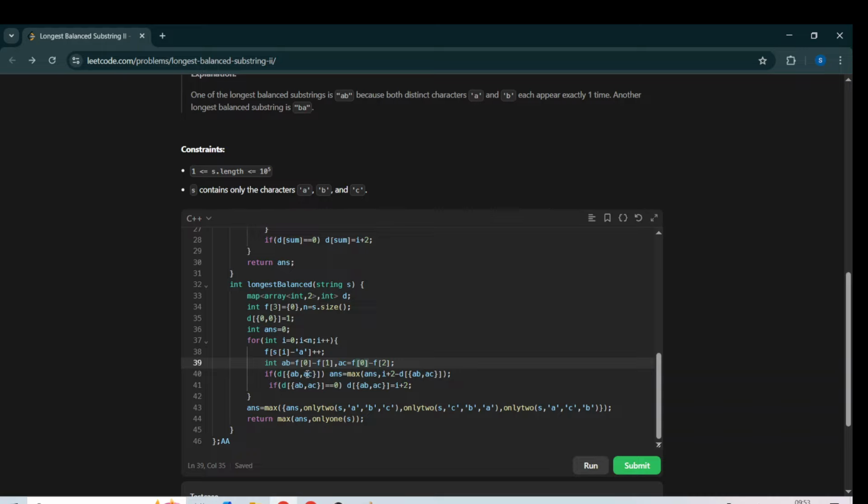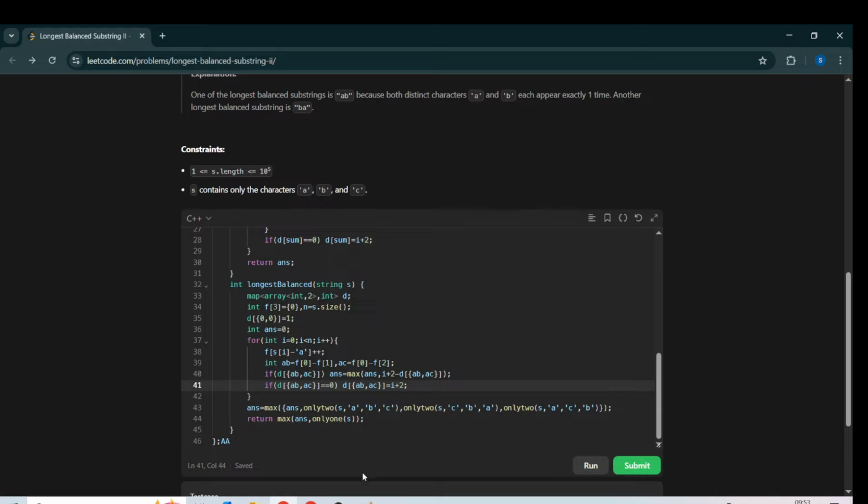Now we are checking whether d of AB, AC is present. If it is present, we are setting answer equals to maximum of answer comma I plus 2 minus d of the AB, AC tuple. And if it is not present, then we are setting d of AB, AC as I plus 2. Again, we are doing I plus 2 here only because we are using one based indexing and we can't set something as 0. Now, our answer is set for all the three characters, when all the three characters are present. So we'll call answer equals to maximum answer comma only two for ABC, ACB, and BCA, and at the end we are returning maximum of answer comma only one of S.